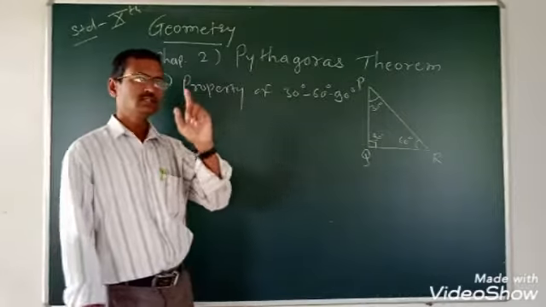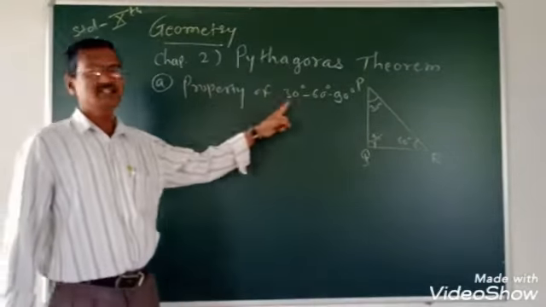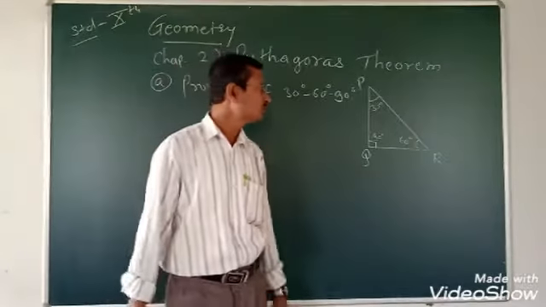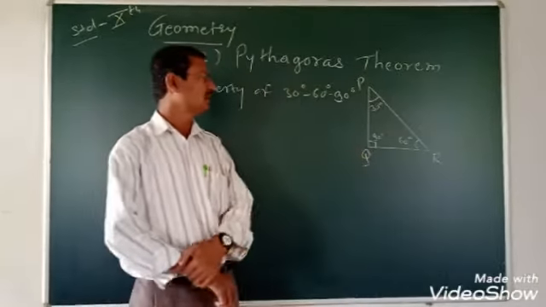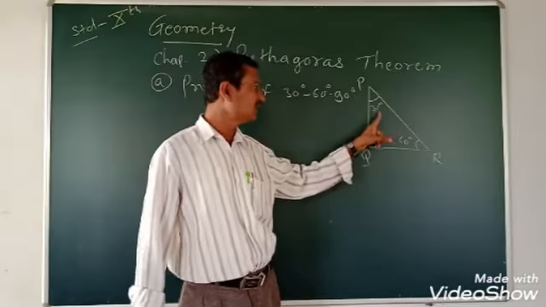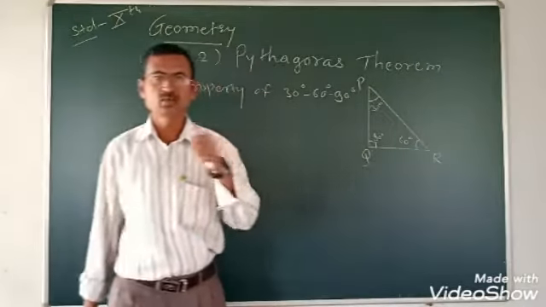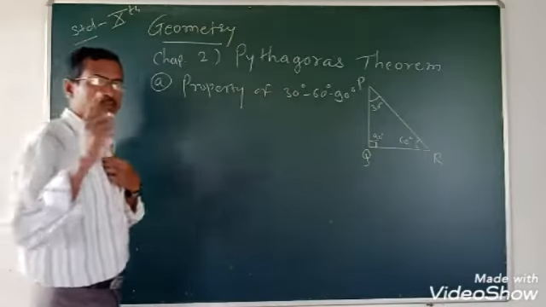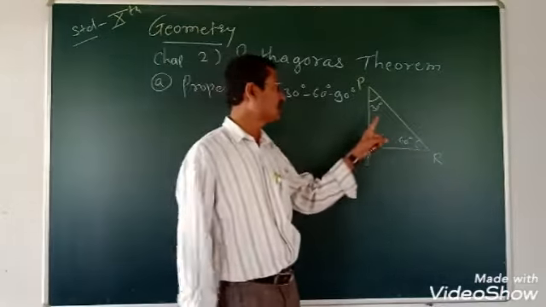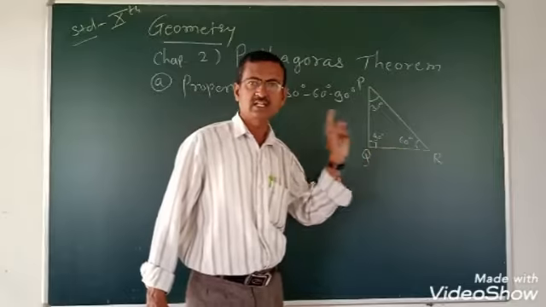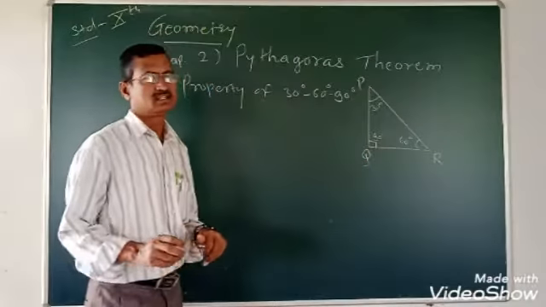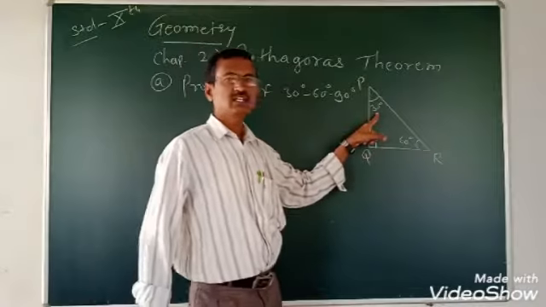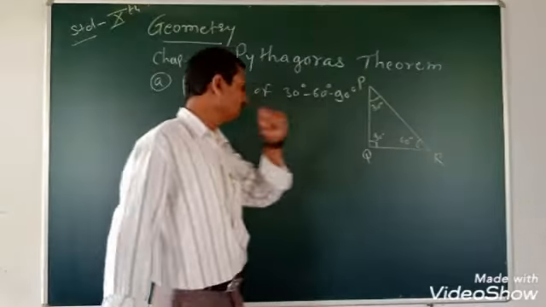Now we have to see the property of the 30 degree, 60 degree, 90 degree angles of a triangle. Suppose in a triangle the angles are given as 30 degree, 60 degree, 90 degree. Then what is the property of such a triangle? The property is: if the measures of the angles of a given triangle are 30 degree, 60 degree, 90 degree, then the side opposite to the angle 30 degree is half of the hypotenuse.